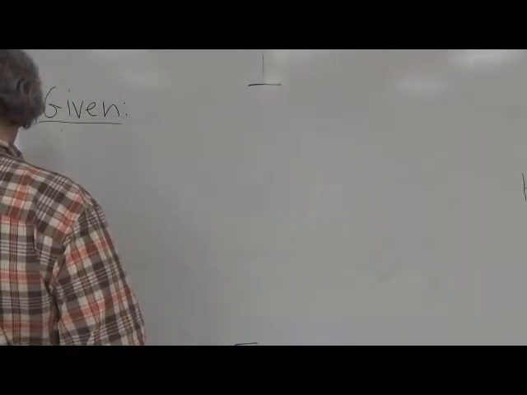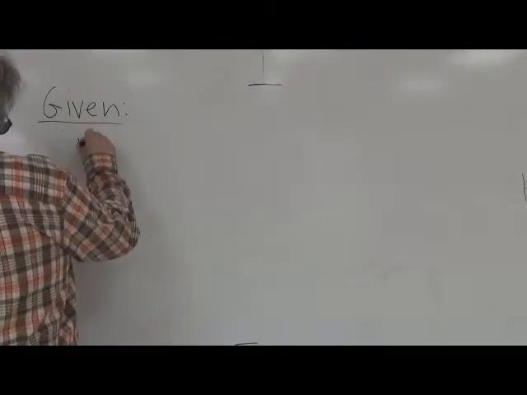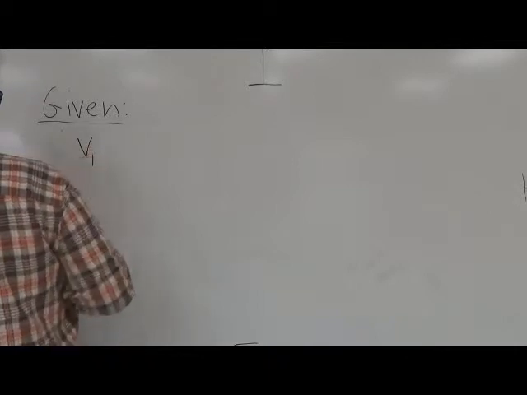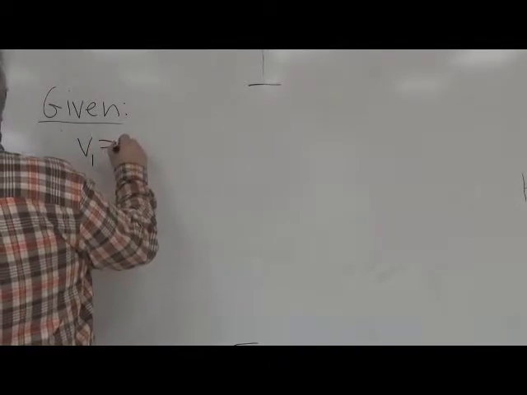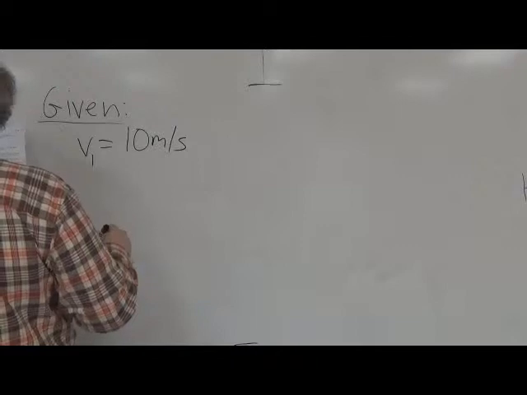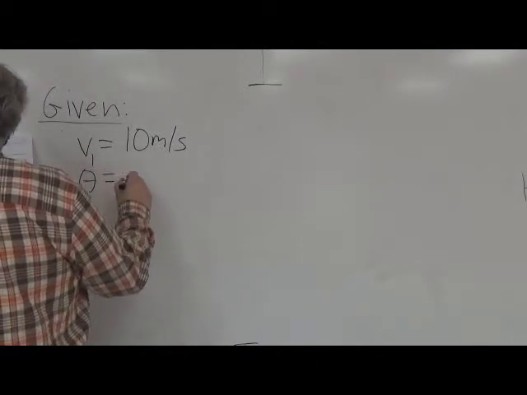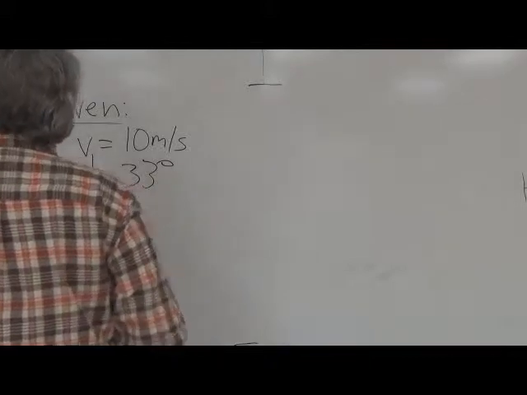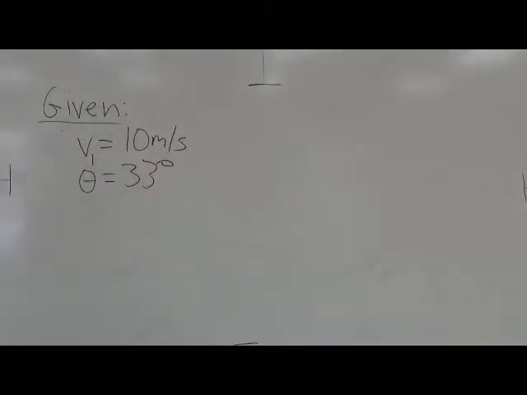What is given? If we look at it, the ball is thrown at 10 meters per second at 33 degrees. So the velocity, what we start off with, we'll call it initial right now, and we're going to call that 10 meters per second. Now, the angle that we threw it at was 33 degrees. I always want to come off of the positive x-axis, so we always go counterclockwise. So we know this is 33 degrees north of east.